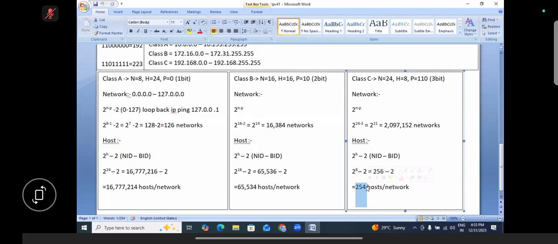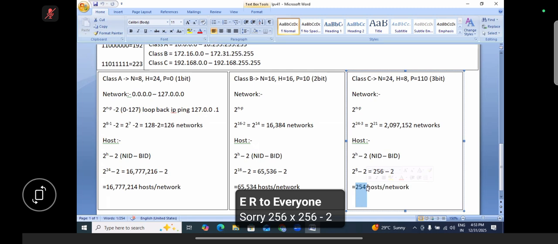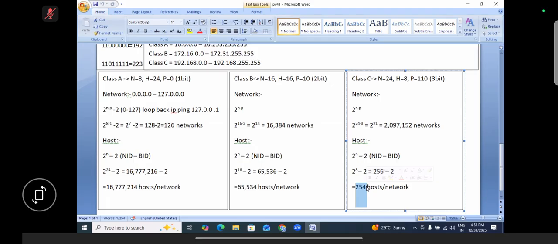So that's why class C is the preferable network to deploy in our organization. Did you understand now? If you search on Google, you will find that class C is preferable. Why is class C preferable? Many networks we can create with fewer hosts. No one is going to add more than 200 IP addresses into one network.